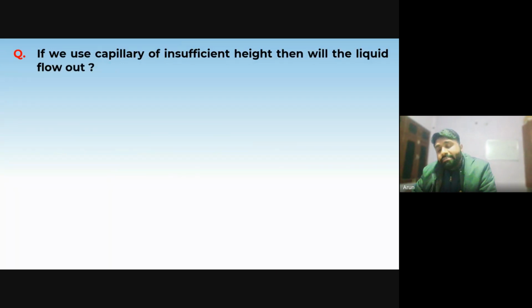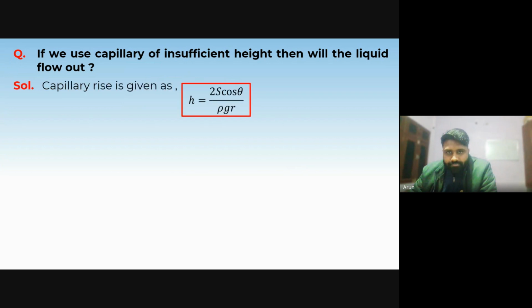Now, if we have an insufficient height capillary, where the height of the capillary is not sufficient, let's say we know that the liquid can rise 10 centimeter in that capillary, but we have taken an 8 centimeter capillary. So what will happen? Will the liquid fall outside it or not? From the formula, you can say that the height up to which the liquid can rise depends on the surface tension of the liquid, radius of the capillary, and density of the fluid.